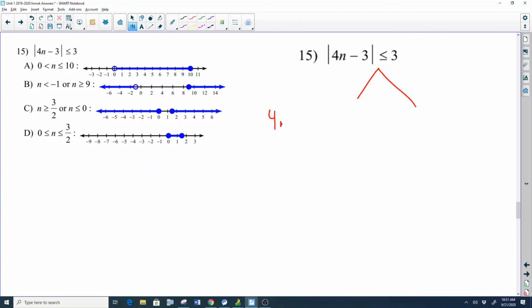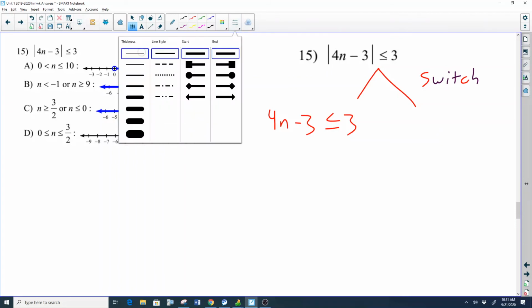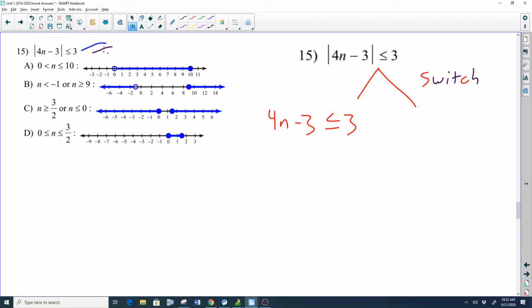So again, we'll do 4n minus 3 is less than or equal to 3, and then switch the inequalities. You've got to switch two things here. Let's stick with blue now. That is not working. I said blue. Okay, so then we do 4n minus 3 is greater than or equal to -3, because we switch the inequality symbol and we switch the sign of the number at the end. Beautiful. Now our two inequalities are set up.